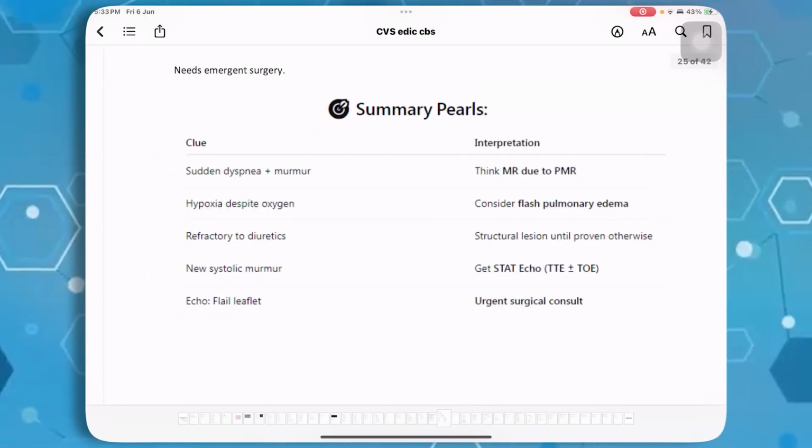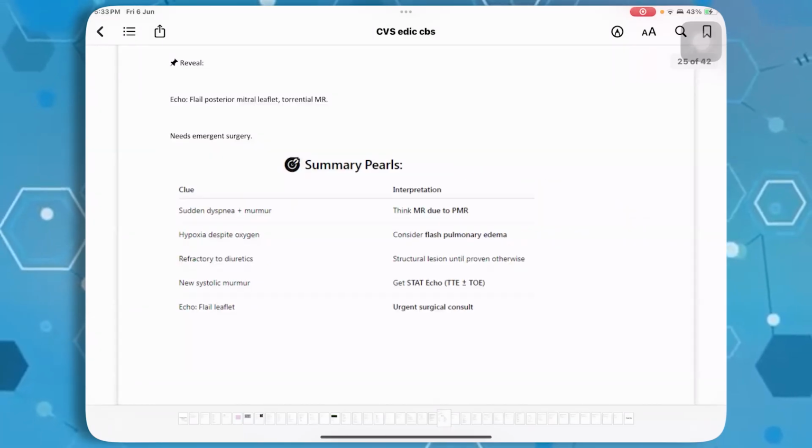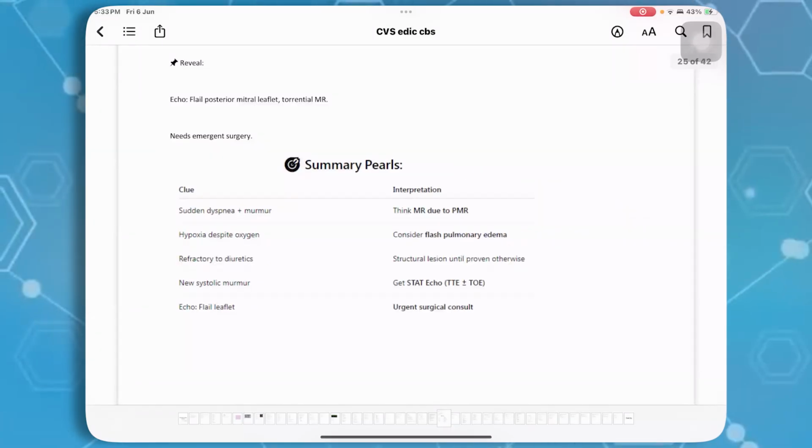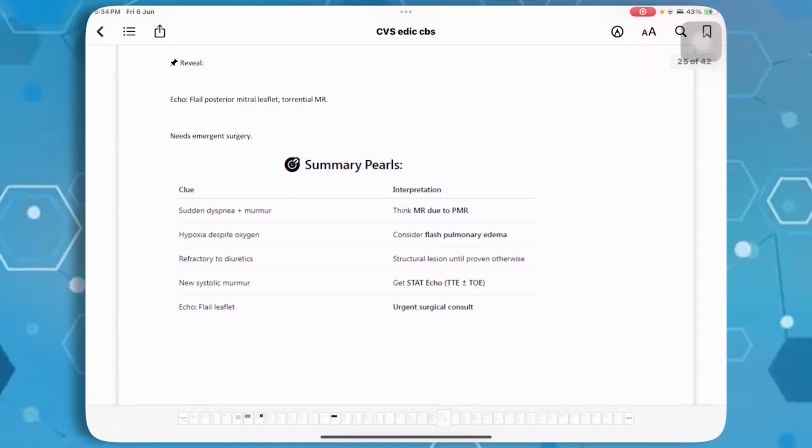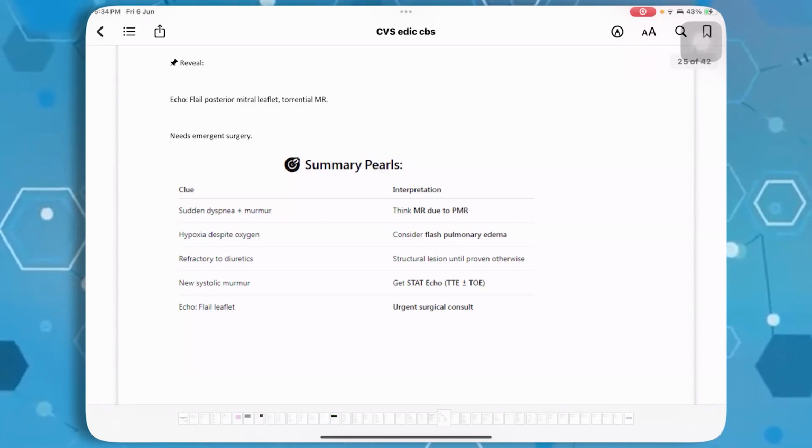So these are all the features of acute MR: sudden dyspnea, murmur, hypoxia despite oxygen, refractory to diuretics, new systolic murmur, and a flail leaflet visible on an echocardiograph.